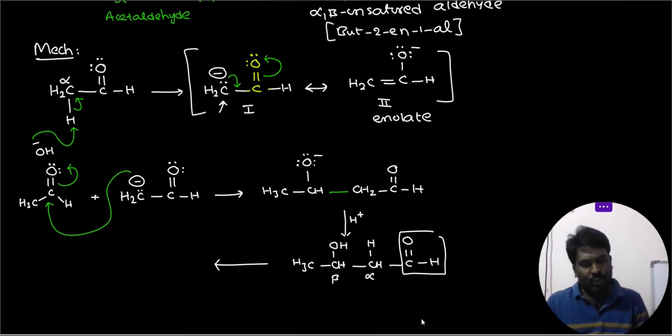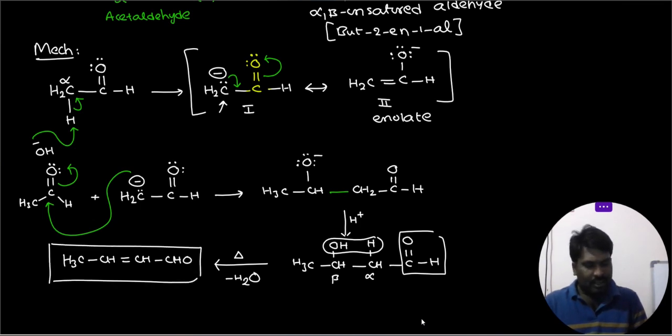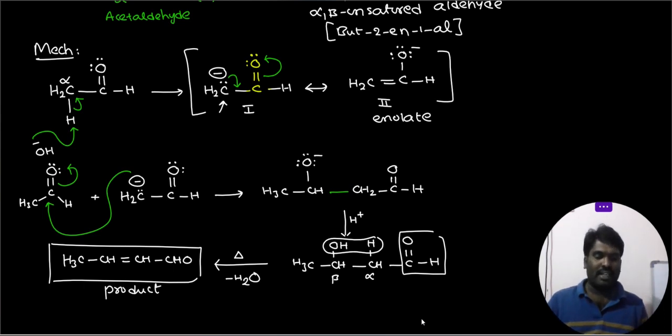Now if you heat in the presence of acid or base, that internal hydrogen is eliminated, then the internal hydrogen and hydroxide, water, is eliminated. So which compound is formed? CH3, CH double bond CH, single bond CHO. This is the product. Clear? This is the product, an alpha beta unsaturated aldehyde. I hope everyone is clear. This is the mechanism.